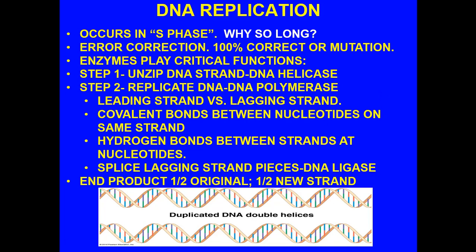But you want to keep in mind a couple of other important points. Covalent bonds between the nucleotides on the same strand occur. That's because you've got that sugar phosphate, sugar phosphate, sugar phosphate backbone. Hydrogen bonds, which are very weak, are between the strands of the nucleotides. In other words, basically what holds the ladder or the double helix together, the two strands, is hydrogen bonds.